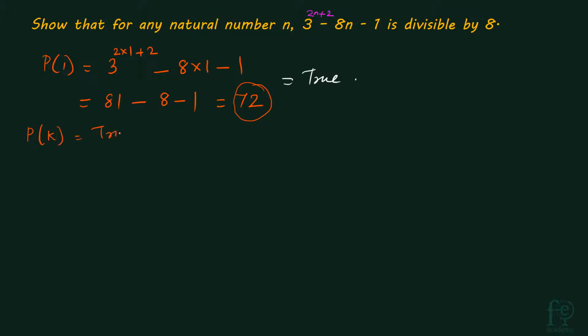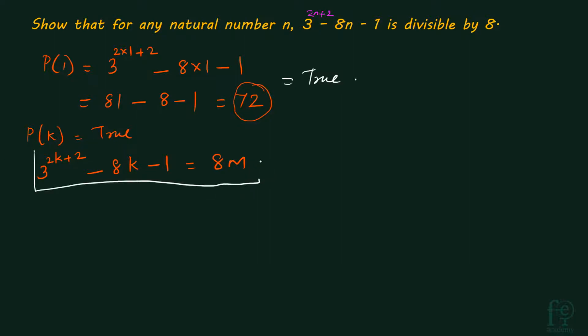So what you will be getting? 3 raised to 2k plus 2 minus 8k minus 1 is equal to 8m. It is a multiple of 8, or it is divisible by 8, where m is any natural number. So we are assuming this.